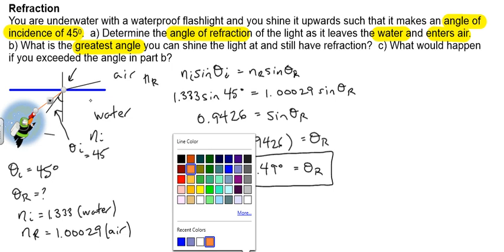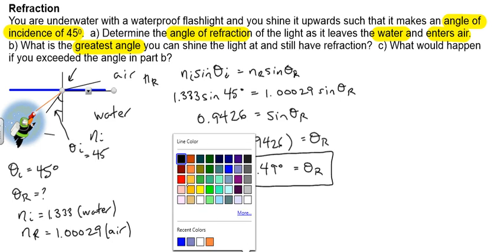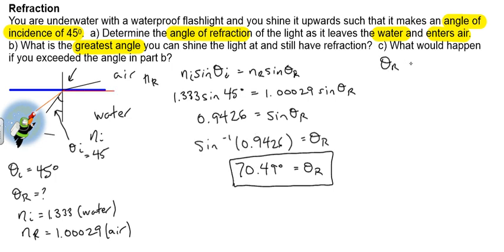So now, at the greatest angle, if you recall, the greatest angle is the critical angle. At the critical angle, I'm going to have refraction. Let's change the color of that so it matches. So when I have refraction at the critical angle, remember theta r equals 90 degrees. So it's going to be the same formula again: Ni sine theta i equals Nr sine theta r.